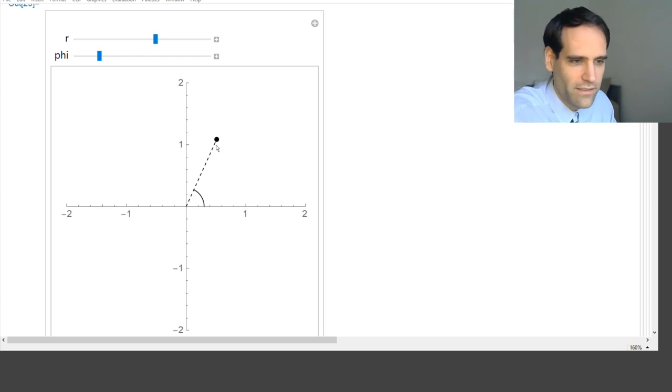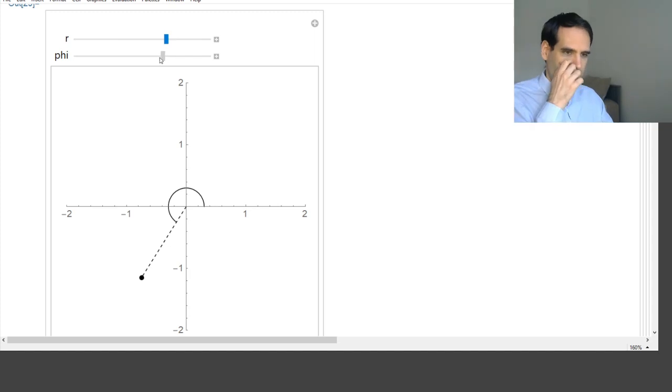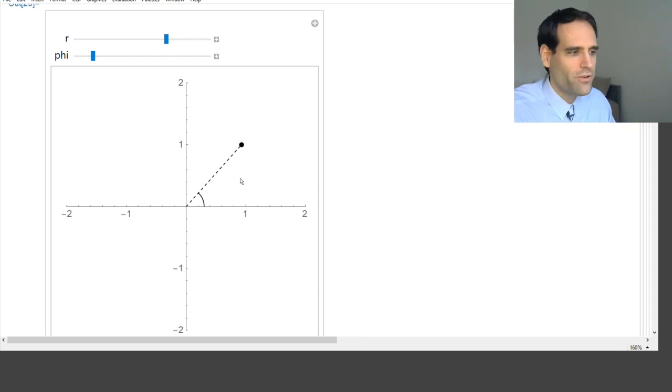So I use it to plot applets like this one, where I have now two sliders, r and phi, and I can change the value of r and the value of phi, and you can see how the point moves as I change them, okay? This sounds very simple, but the questions that I can ask you about this can turn out to be not so simple. That's why I'm going to next show you some examples of some curves written in polar coordinates. Let me first do a very simple example.